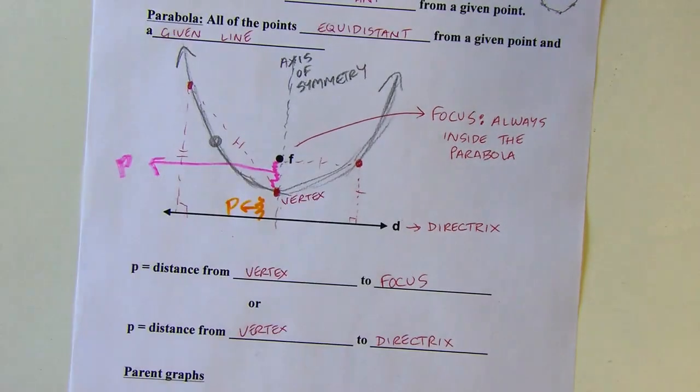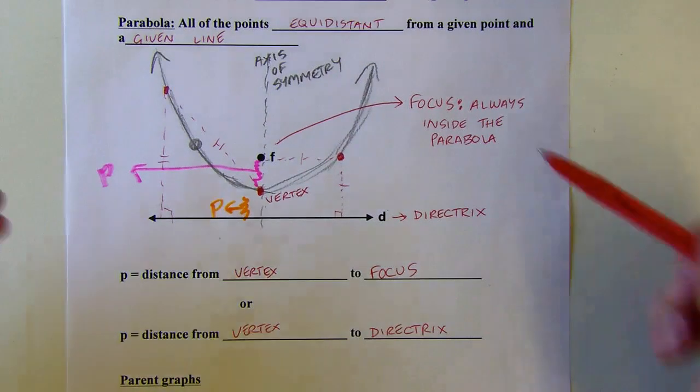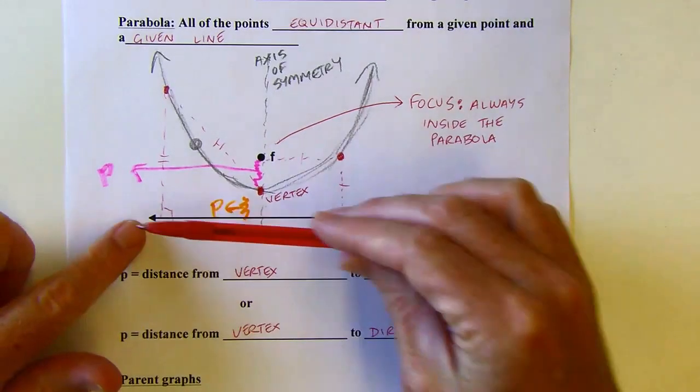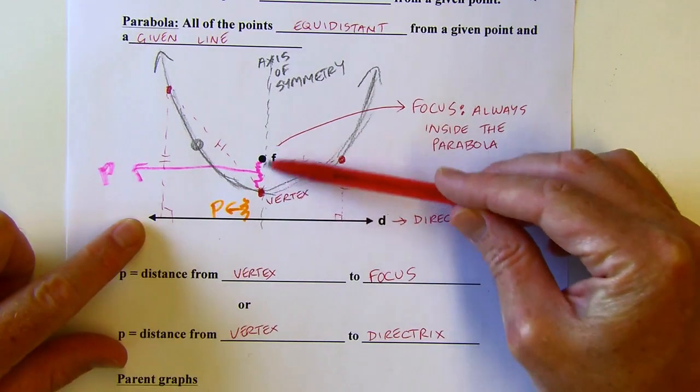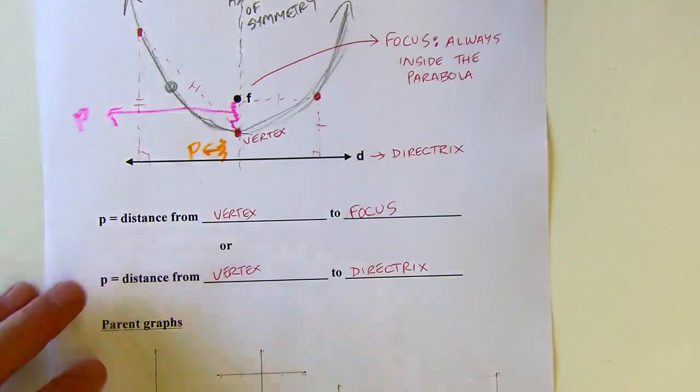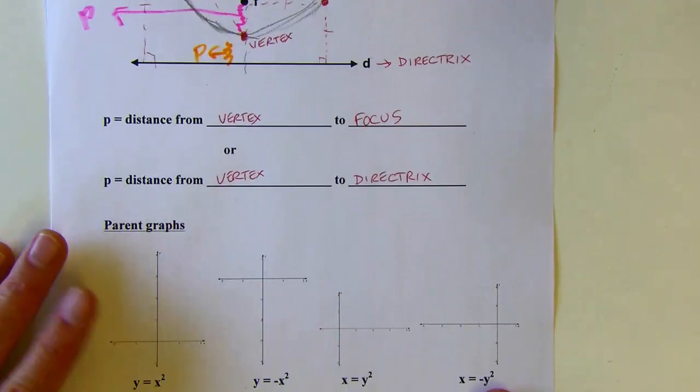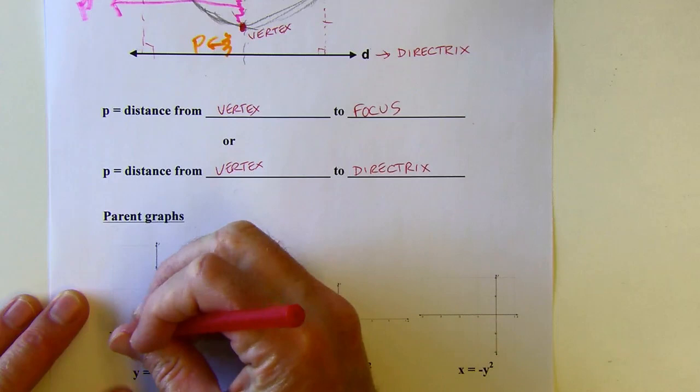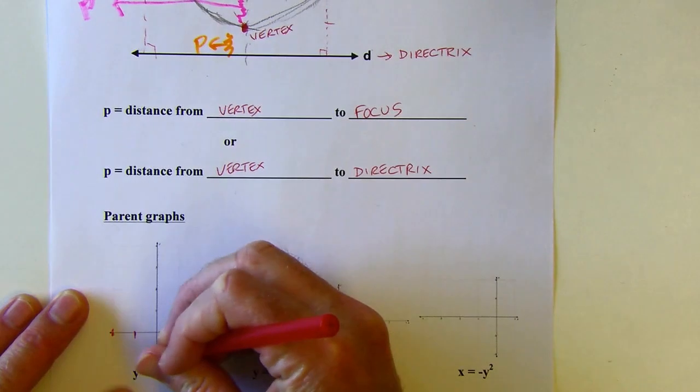Okay, so just some vocabulary. You got to know, but the focus is the point on the inside, the line's the directrix, and then this distance is P, and this distance is also P. Okay, all right, so we've got some parent graphs here. I'm going to just put in some dashes, because those didn't print out very well.